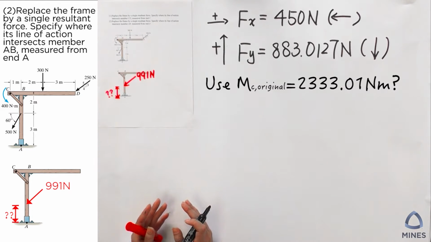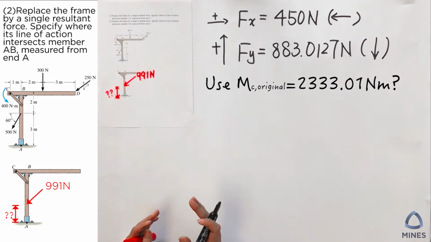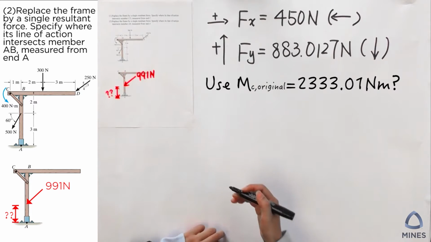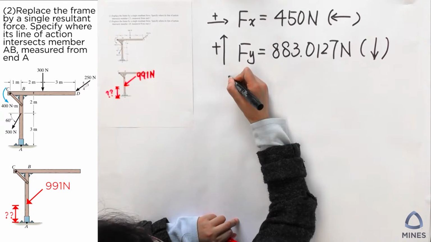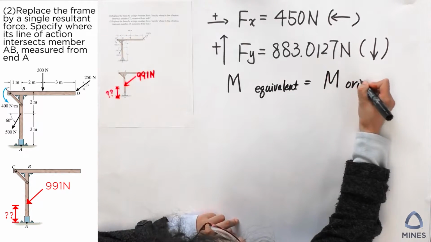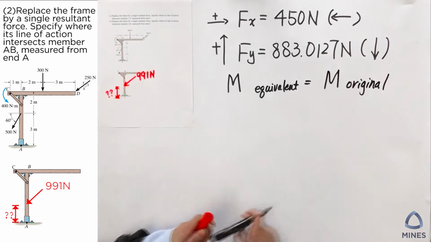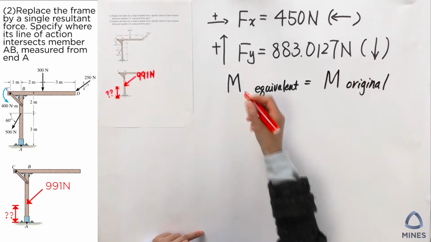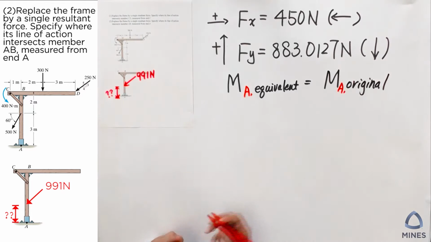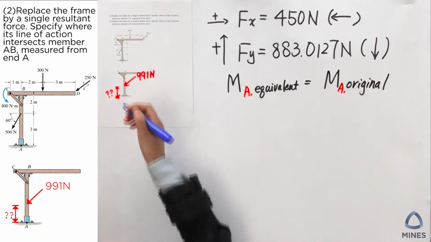So now the question is, can we use the moment we calculated before for the 2,000 and 3,300 in the previous problem? The answer is no. Why? Let's take a look here. What we have to set up is the equation: original equals equivalent. However, this time, the moment location actually changed to location A, and this is why we will not be able to use the previous calculation. What we have to do is calculate moment around A. You have to start a new calculation. So now let's take a look.